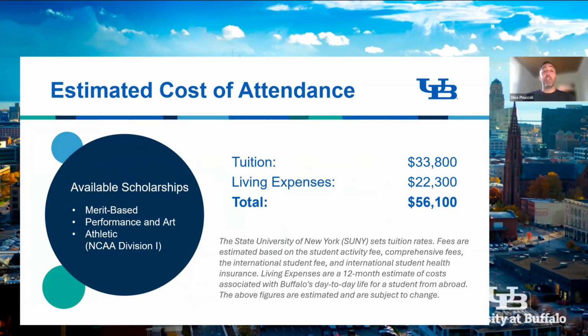We changed this last year. I believe it's a good change, and it will help families more understand the realistic costs. So the total cost of attendance that a student can expect to show in order to receive the I-20 is $56,100. Now that is the total cost. We do provide scholarships, like I said, and those scholarships would come off of the top of the tuition. So we have merit-based scholarships, performance and art scholarships, and athletic scholarships, as we're a NCAA Division I institution.